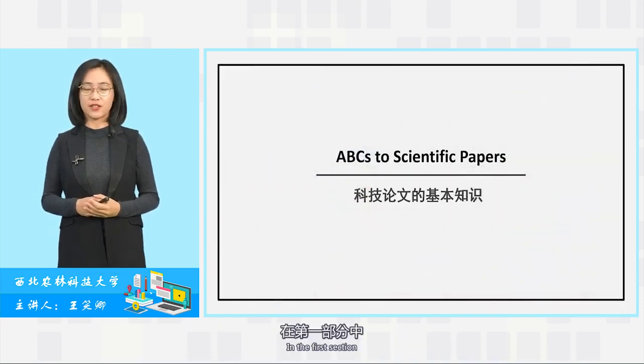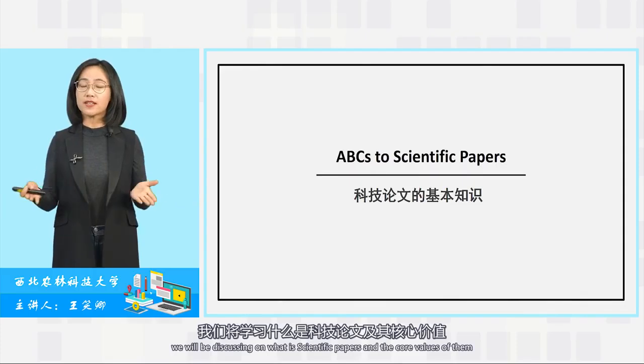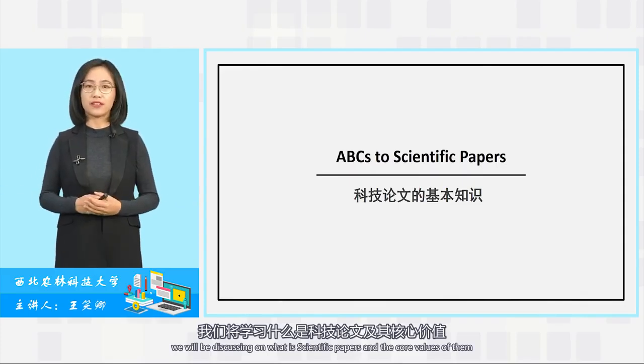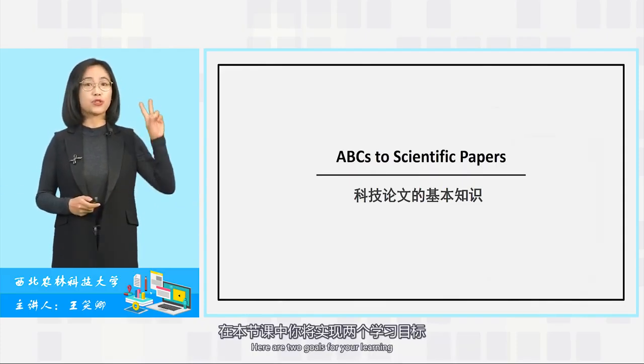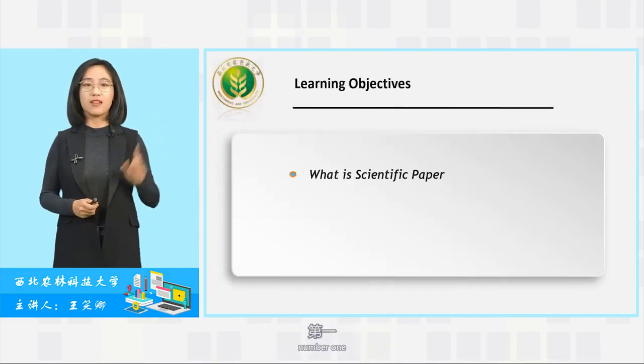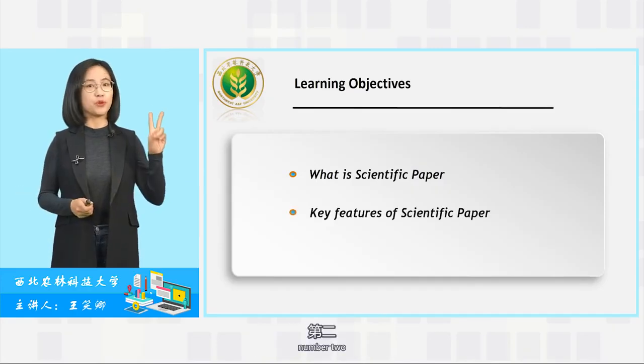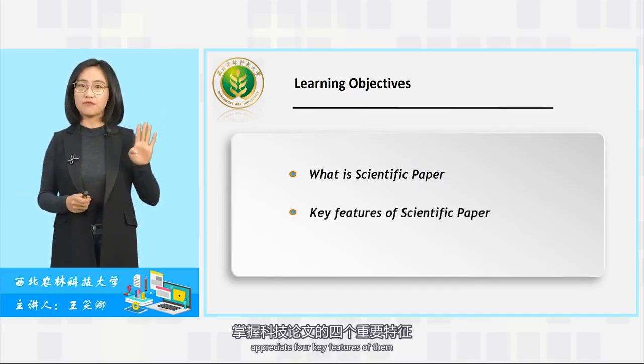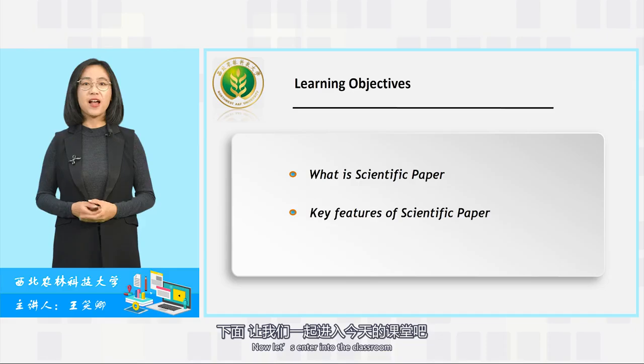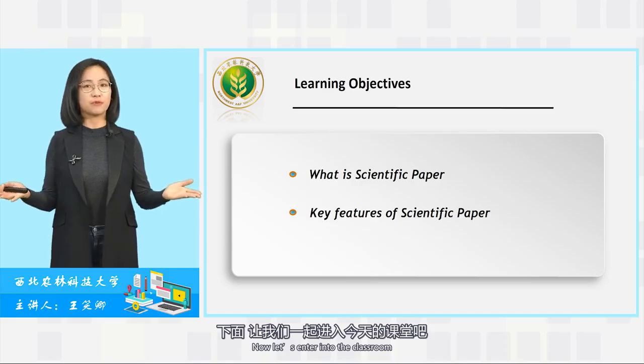In the first section, we will be discussing what scientific papers are and their core values. Here are two goals for your learning. Number 1, understand what scientific papers are. Number 2, appreciate the 4 key features of them. Now, let's enter into the classroom.